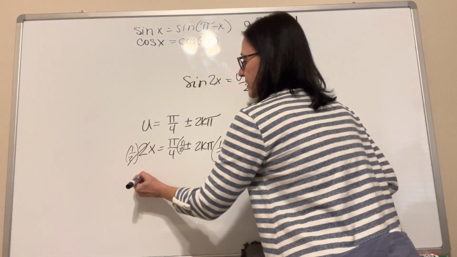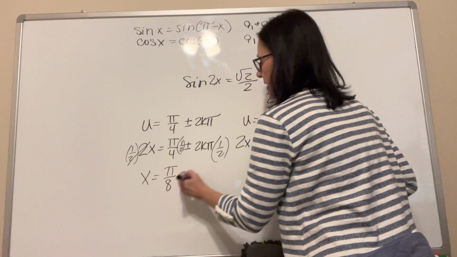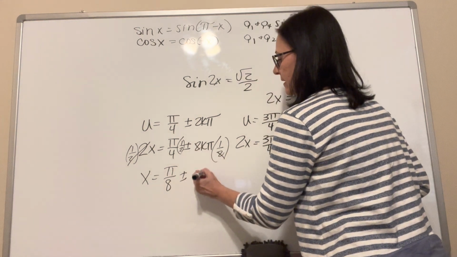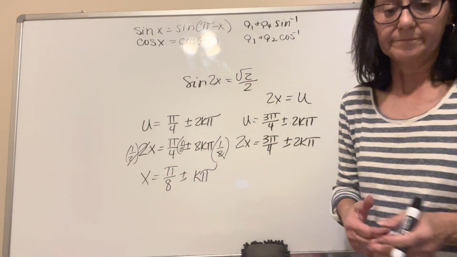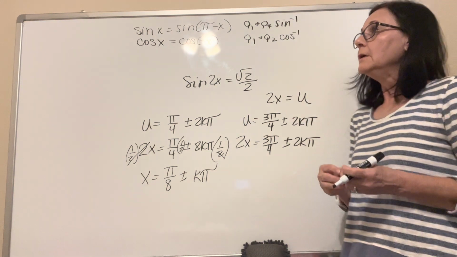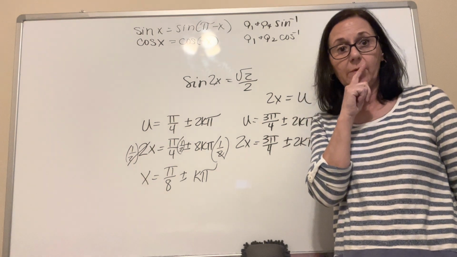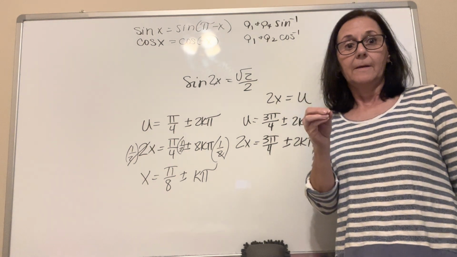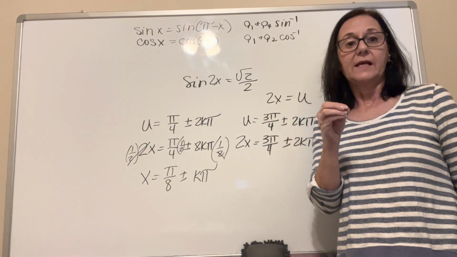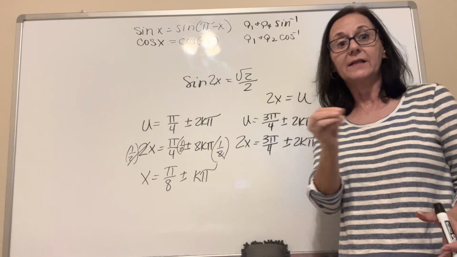So the 2 cancels here. The value of x is pi over 8 plus minus k pi. Makes sense? This is very similar to when we had a 4th degree, 2nd degree, and a constant, and we factored it. And we said u equals x squared, and then we had to go back in and substitute x squared.